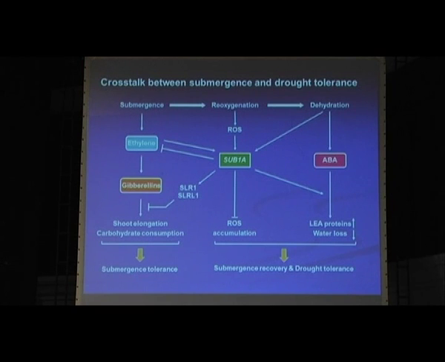And as I said, submergence and dehydration, these stresses are totally different, but they occur sequentially during and after submergence. So it's not surprising that a single gene confers multiple stress tolerance. We believe it's a necessary component. A submergence tolerant plant has to have dehydration tolerance.